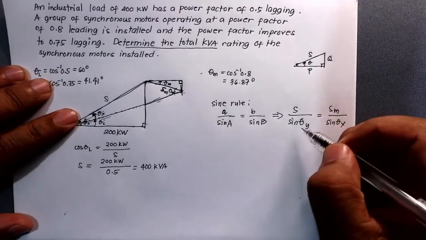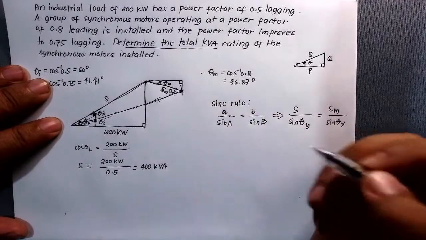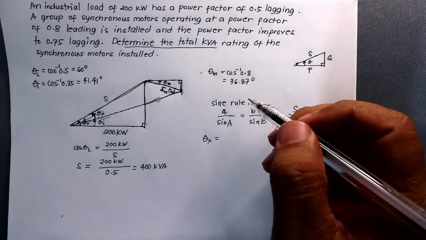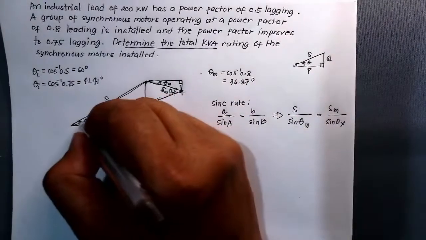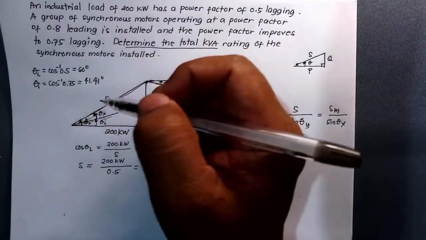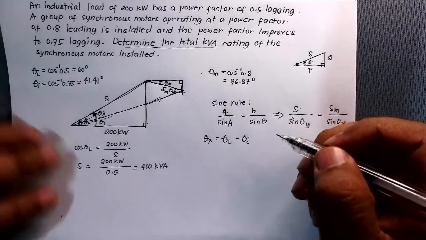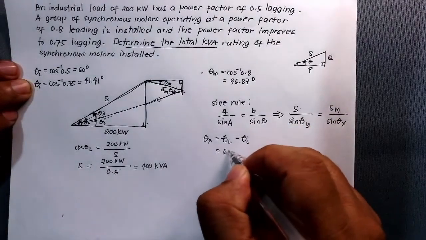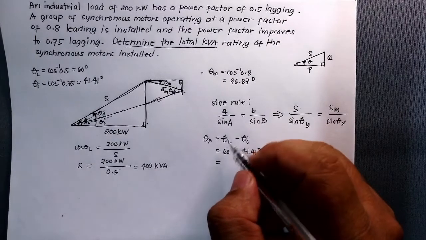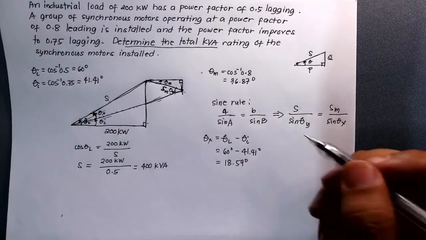We already know S. So what is theta x here? Theta x can be easily determined. Because this is 60 degrees, this is theta L, which is 60 degrees, and you subtract it with theta I, the improved power factor angle. So theta x is 60 degrees minus 41.41 degrees. If you press your calculator, you'll have an answer of 18.59 degrees. So you already know this one.